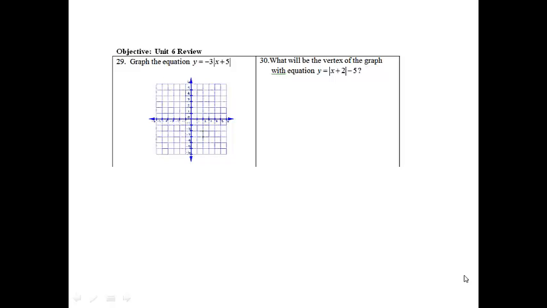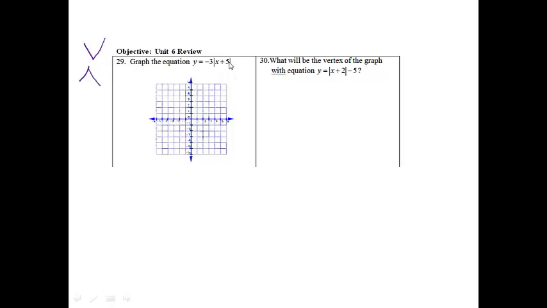Unit 6 review, problem number 29. Graph the equation y equals -3 absolute value of x plus 5. If it is absolute value, you know your picture has to look like a V in some way, shape, or form. It could be an upside down V, but it must be a V.